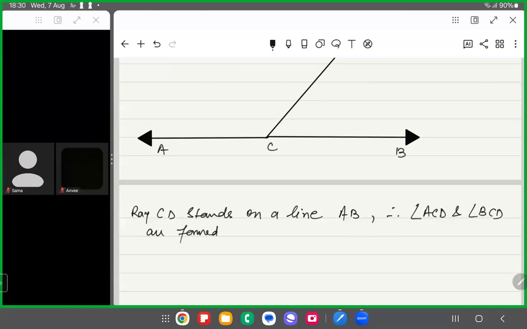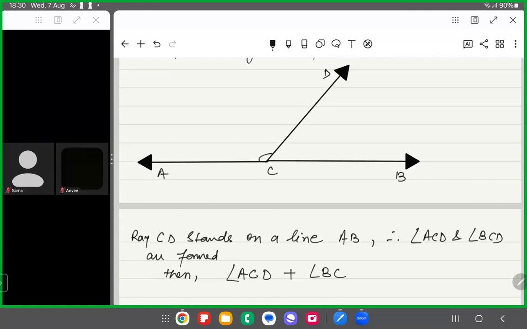Then, according to this theorem, the sum of these two angles, the two adjacent angles, is 180 degree, right? Means the sum of angle ACD and BCD is equal to 180 degree. So if there is a straight line and any ray stands on it, then it forms two angles, which are the adjacent pair of angles, then their sum has to be 180 degree. Is that clear? Right?